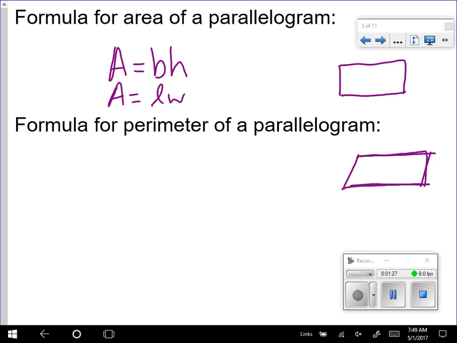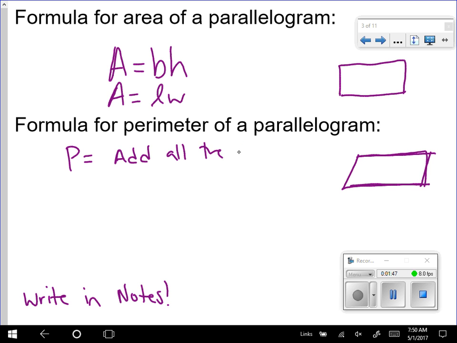Okay, so make sure you write this slide in your notes. Very important. Okay, for the perimeter of a parallelogram, most of you will know that you would just add all of the sides. Now, if you have a rectangle, that will make things really easy. We can always use perimeter equals 2L plus 2W. But if we just add all the sides, it'll be the same thing either way.